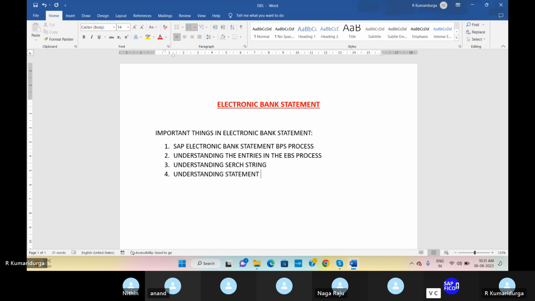Then the next step, understanding the statement format. All these things are mandatory, all of you. If you tell all these points in the interview, definitely your profile will be selected. The fifth one is user exit, to check whether these users exist or not, which we can call master records.